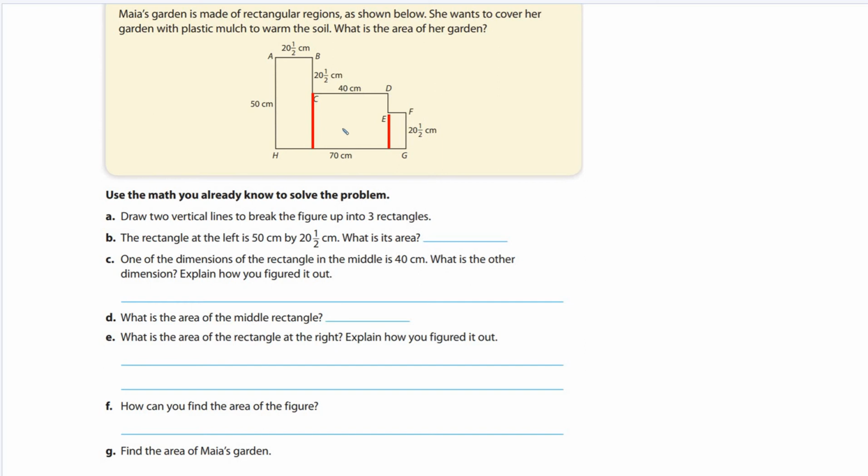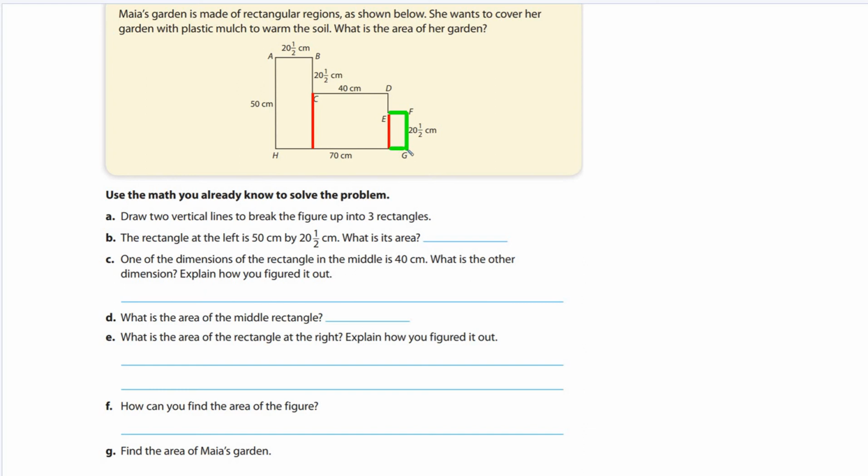Let's look at question E. It says, what is the area of the rectangle at the right? This is the last one. So obviously we still got to find this length. We are given this length, which is great, 20 and a half centimeters. But what's the length right here of this line segment? So if you look at the question, it says, what is the area of the rectangle at the right? And explain how you figured it out. Well, obviously we have this length, but we don't have this length.